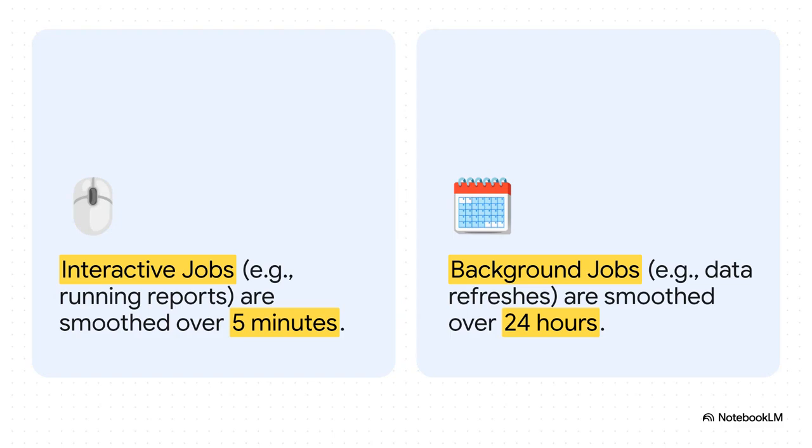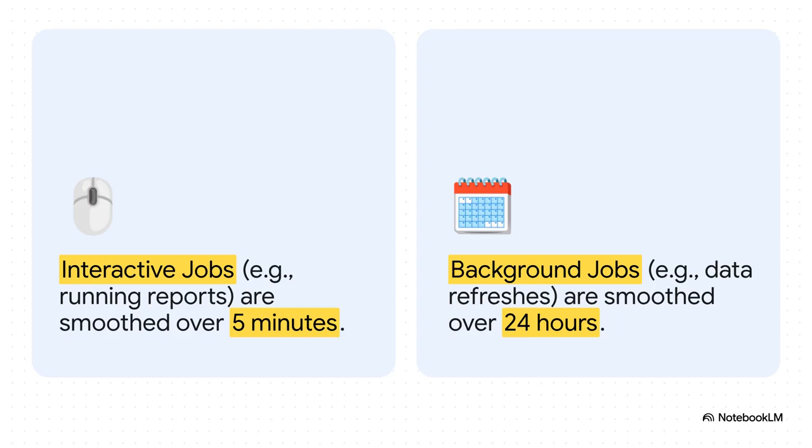But this is where things get really, really important, and frankly, a little bit dangerous. The repayment window, how long you get to pay back that debt, all depends on the type of job. For what we call interactive jobs, a user clicking a slicer in a report, the cost is smoothed over just 5 minutes. Pretty manageable.